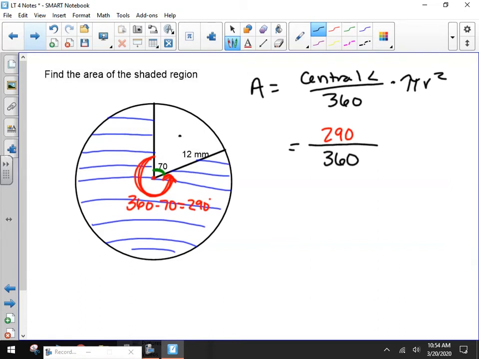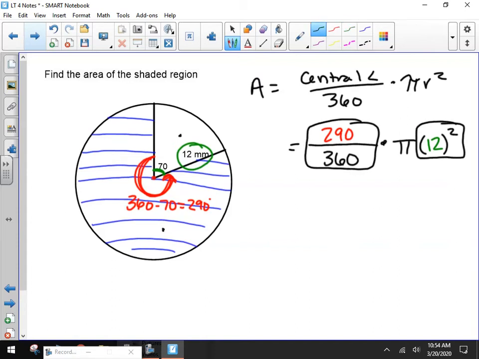All right, times pi r squared, and again, my radius here is 12 millimeters. And I just put this and this in the calculator. When I multiply those together, I do get 116. And I gotta leave pi in my answer, and I need my units squared.